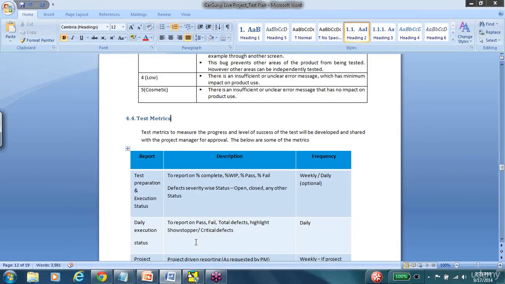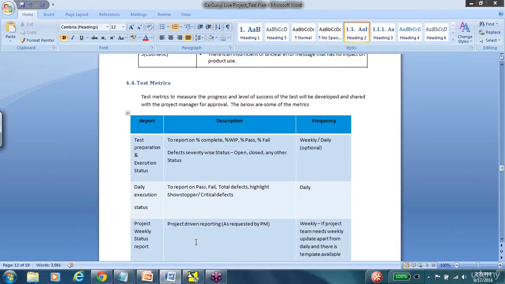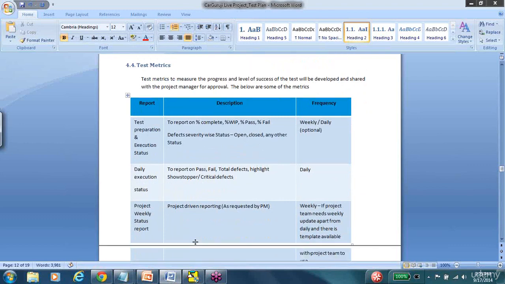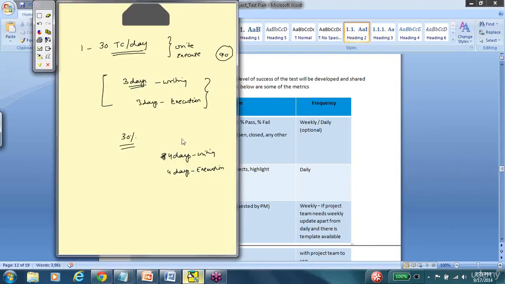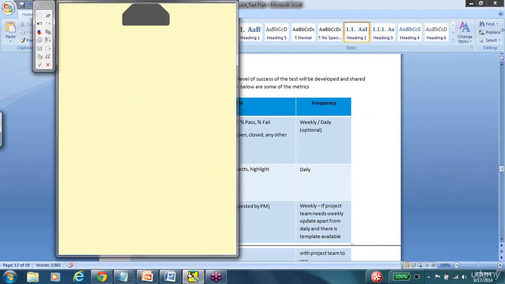Metrics also we'll discuss when we go to the test execution phase. But to give you an overall idea of what metrics are, we'll just talk a little bit about it. Test metrics are nothing but intelligent numbers. Now, what I'm trying to tell you here is, let's say I'm reporting my testing status to the client. On a particular day, I have executed 30 test cases. So I will say at the end of the day, 30 test cases executed.